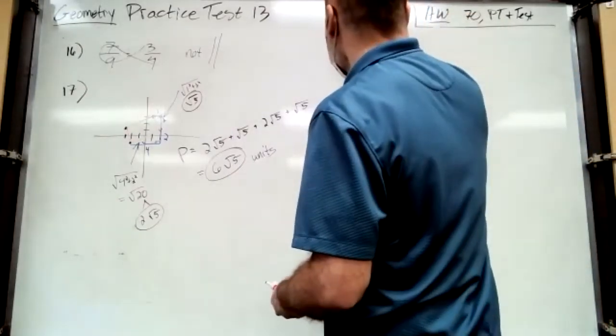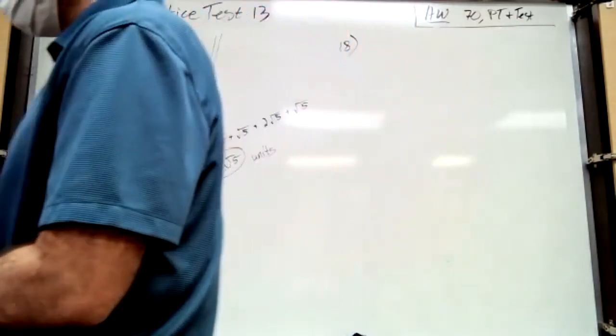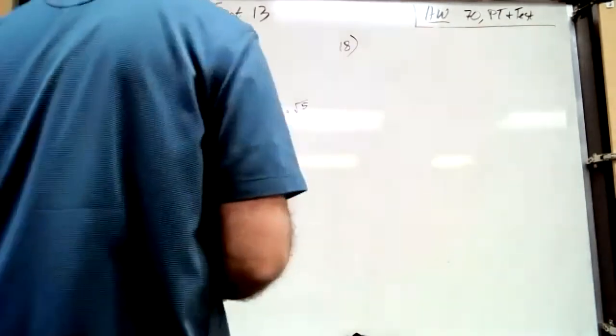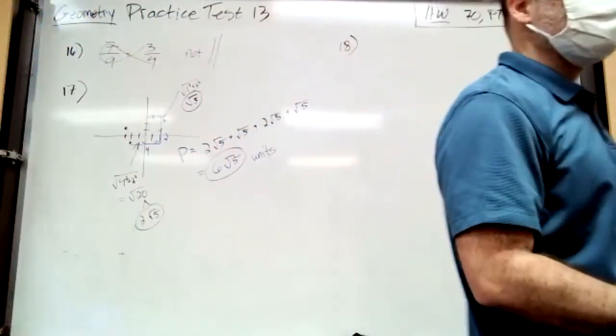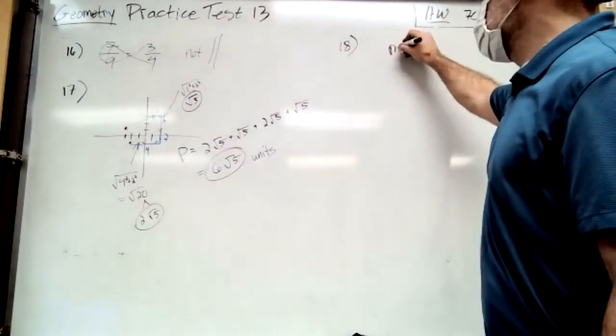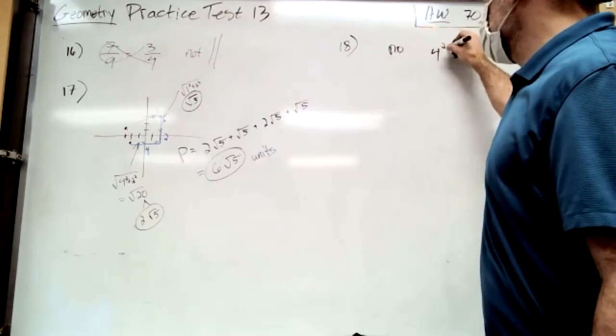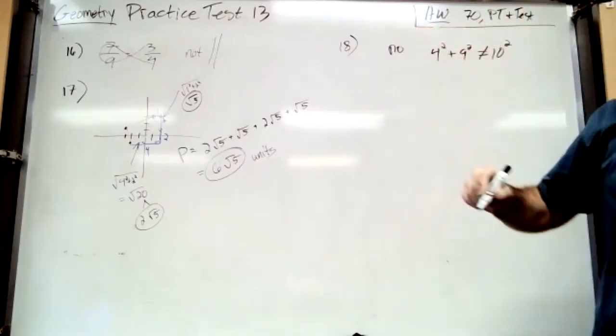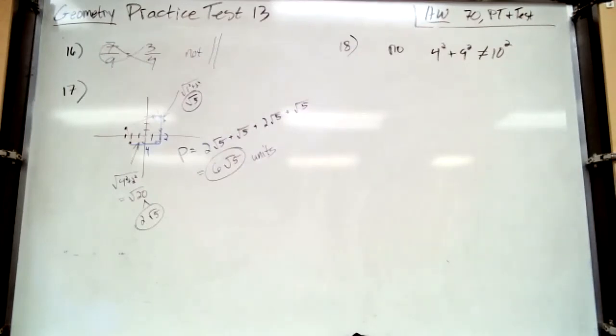All right, number 18, 3 more and we're done. Determine whether a triangle with sides 4, 9, and 10 is a right triangle. Well, it's not. Why not? Because 4 squared plus 9 squared does not equal 10 squared. No, they don't have to be congruent, that's an isosceles triangle. A right triangle is where the Pythagorean theorem works. It doesn't.